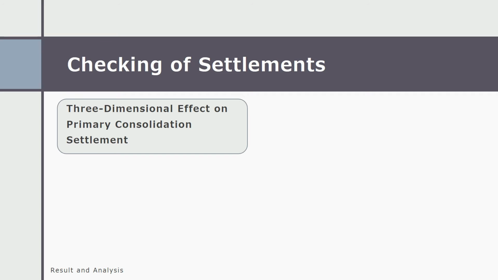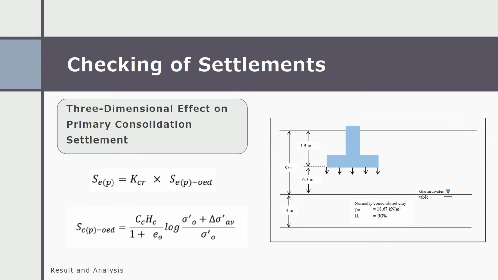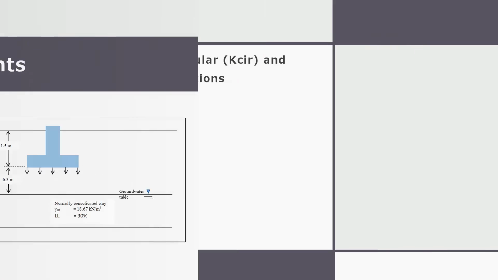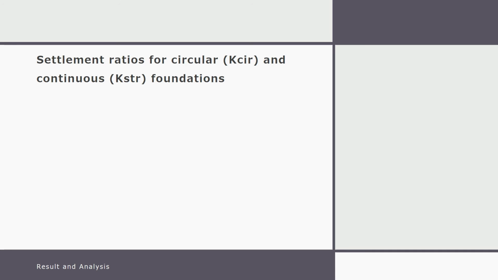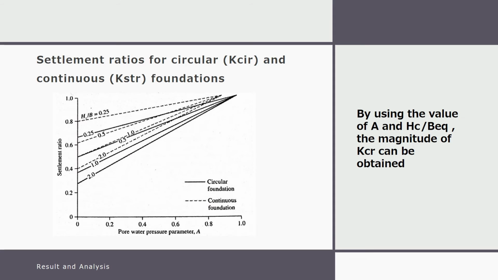In the checking of settlement, we use the three-dimensional effect on primary consolidation settlement. So this is the formula to calculate the settlement, and we use the formula for normally consolidated clay to calculate the settlement. The settlement ratio for circular KCR and continuous KSTR foundation is shown in this figure. By using this figure, the value of A, which is the pore water pressure parameter, and HC divided by the equivalent circular diameter BEQ, the magnitude of KCR can be obtained from this figure.